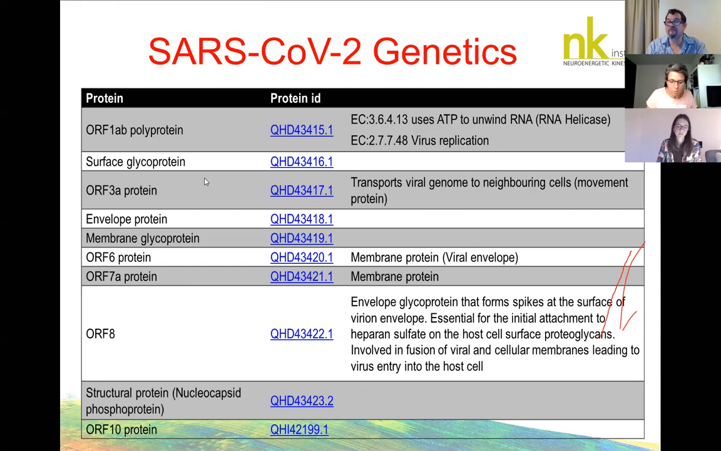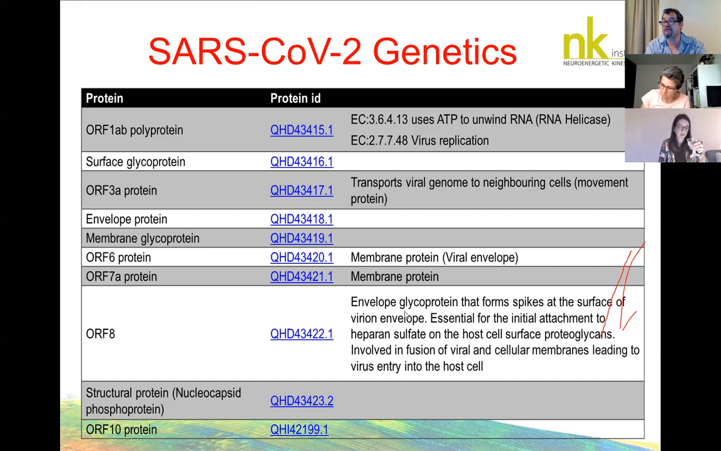Now here you've got this one, 3a. This is a transport protein, or movement protein, that's involved in getting the virus into the cell. Okay. You've got a few others there, membrane, etc.